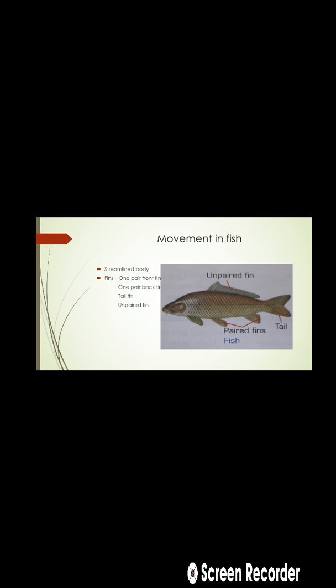First, a fish has a streamlined body which helps it to swim easily. Unpaired fins help it to move forward, upward and downward, whereas the paired fins help it to steer and balance itself in water. It also has tail fins which help the fish to move forward and change its direction.